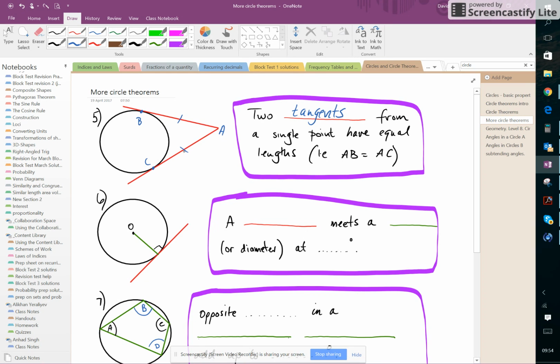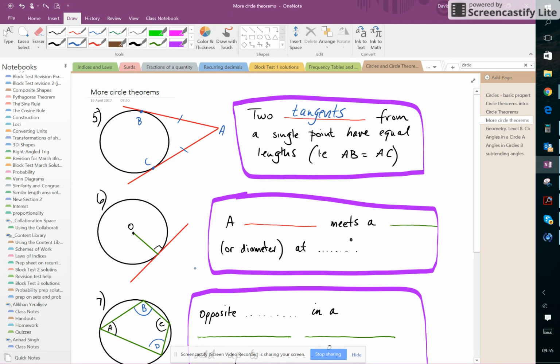And we don't mean the length of the whole tangent because it carries on forever and ever up here and up here. It's the point at which the tangent touches the circle. So that means we've got this distance here, AB, and this distance here, AC. They're equal. So two tangents from a single point have equal lengths.